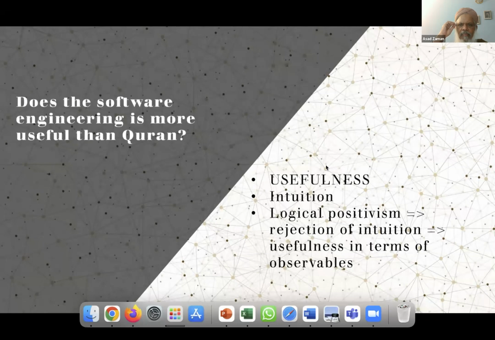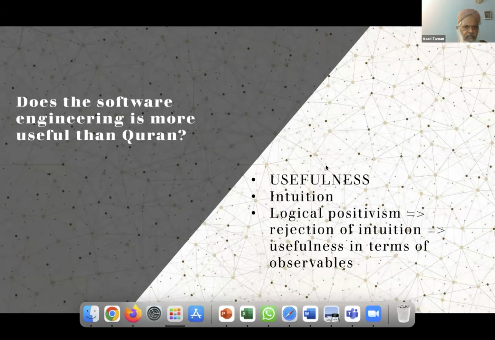So in terms of usefulness, I think that, of course, it's our iman that the knowledge that we are going to gain from Quran has far more usefulness than the knowledge that a software engineer can get, and maybe get a good salary for the time being, but in the long term it may not benefit himself.